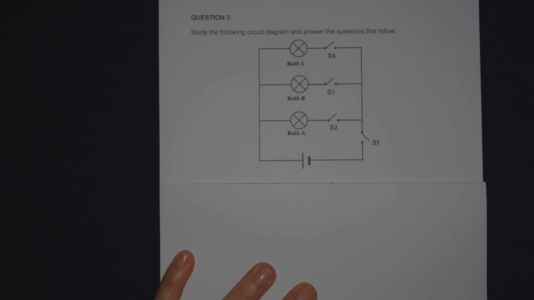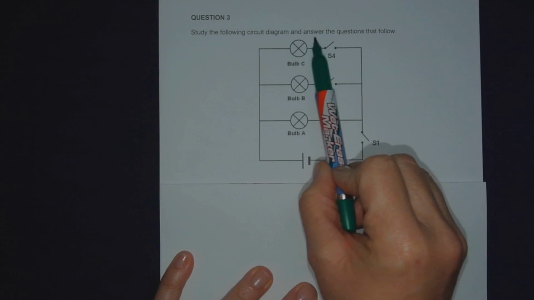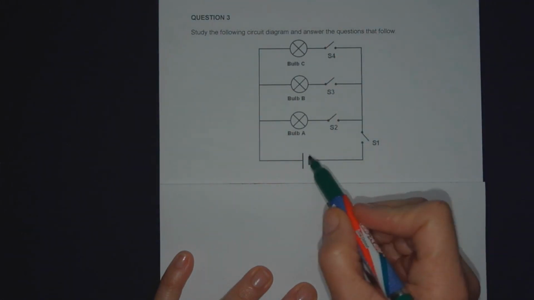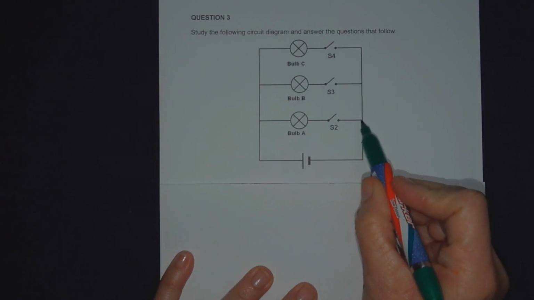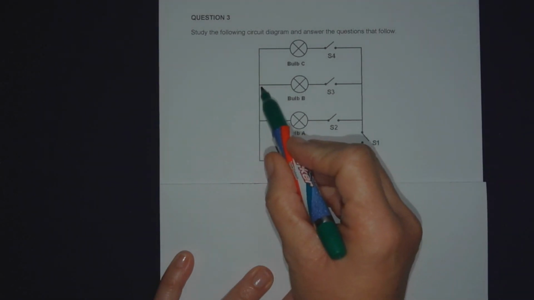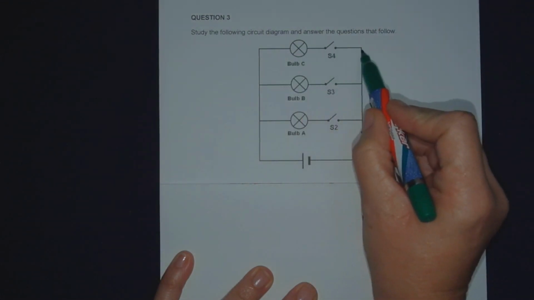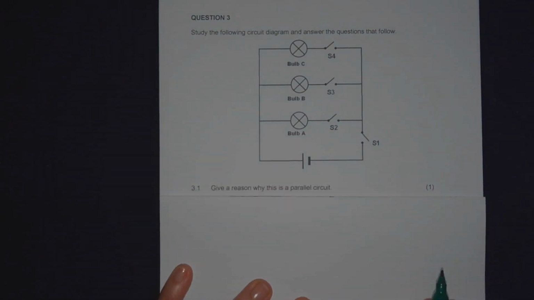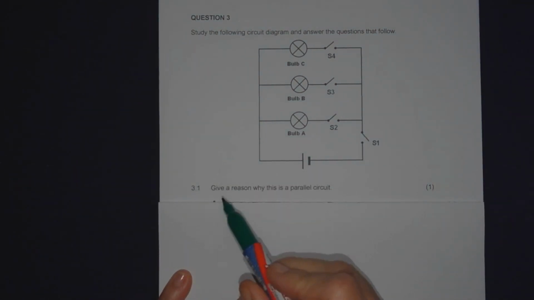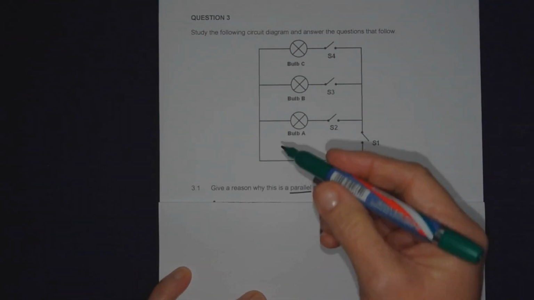In question 3, we have another circuit. Study the following circuit diagram and answer the question. So you've got one cell, you've got a bulb A and a switch S2, you've got a bulb B and a switch S3, you've got a bulb C and a switch S4, and then here in the main circuit, there's a switch S1. Now let's see the first question, 3.1. Give a reason why this is a parallel circuit. It's not series, it's parallel.